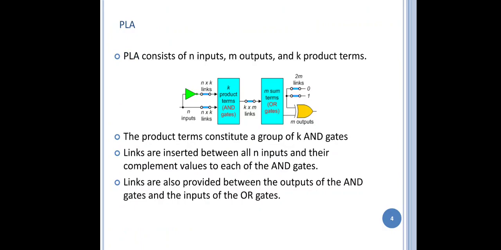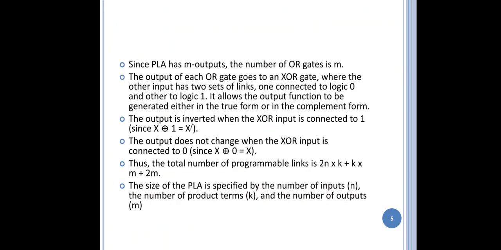PLA consists of n inputs, m outputs and k product terms. The product terms constitute a group of k AND gates. Links are inserted between all n inputs and their complement values to each of the AND gates. Links are also provided between the outputs of AND gates and the inputs of OR gates. Since PLA has m outputs, the number of OR gates is m.